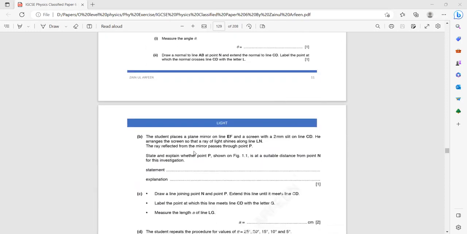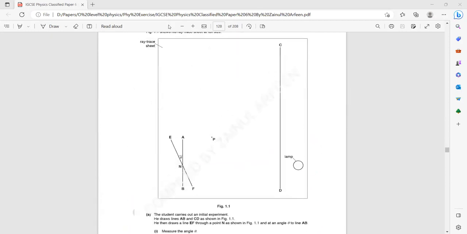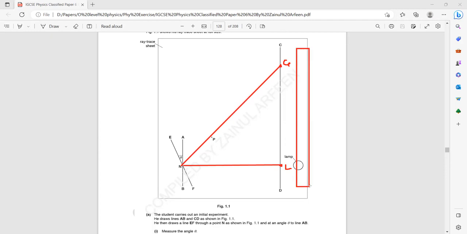So in the question, as I mentioned, you have to draw a line joining N and P and extend it till it reaches CD, label that as G, and measure the distance between L and G. First, when you draw the normal for AB, you label the point where it crosses CD as L. Then you draw the line joining N to P and label that as G. The question is to measure the length LG, so place your ruler here and measure the distance between L and G.